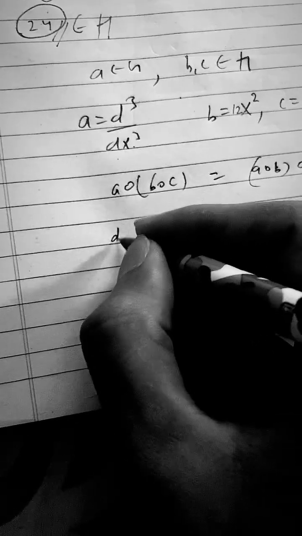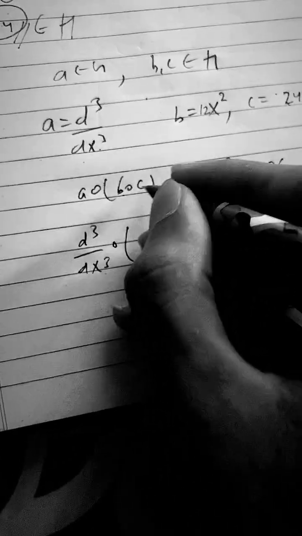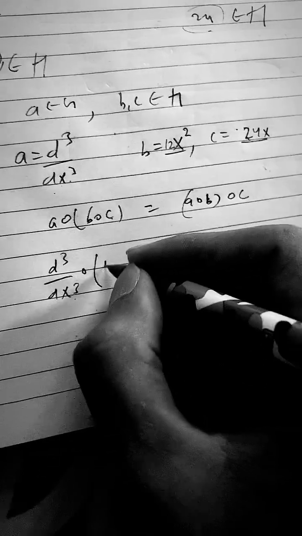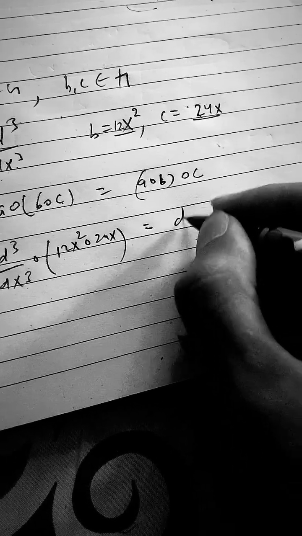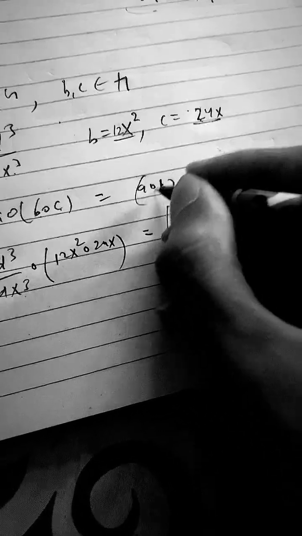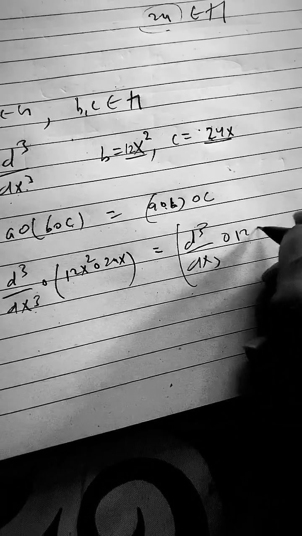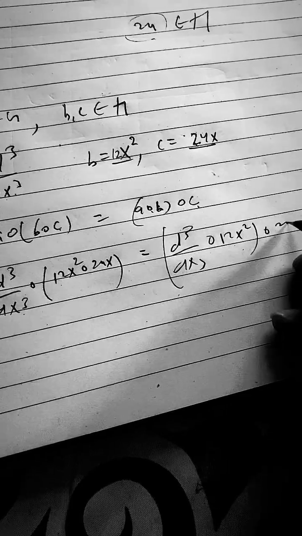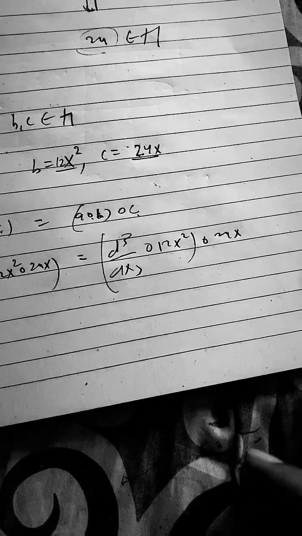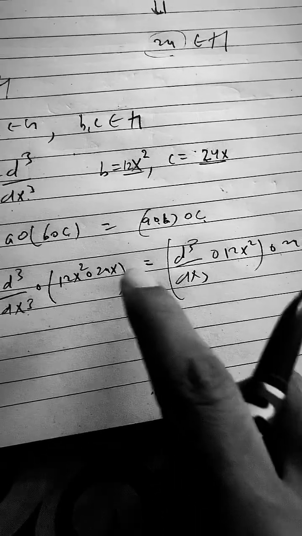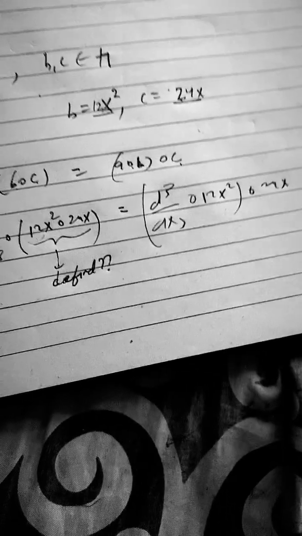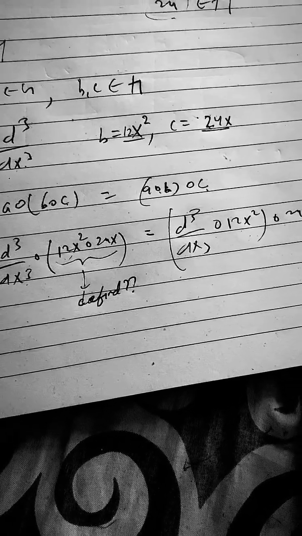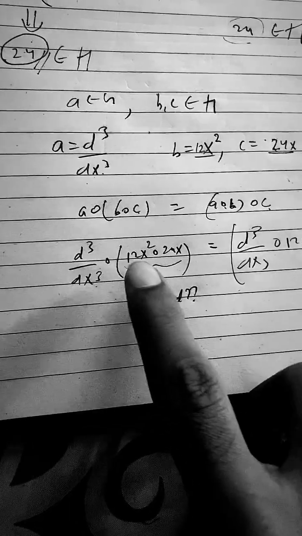So what is A? A is our third derivative acting on B of C. So B of C, which is 12x square acting on 24x, should be equal to d cube by dx cube acting on B, which is 12x square, acting on C, which is 24x. Now the question is, is this defined? Well, we don't know what that is, right? How would we make sense of this?